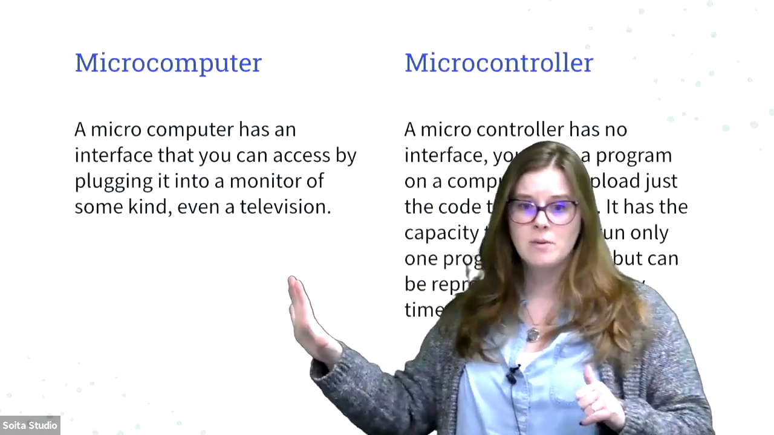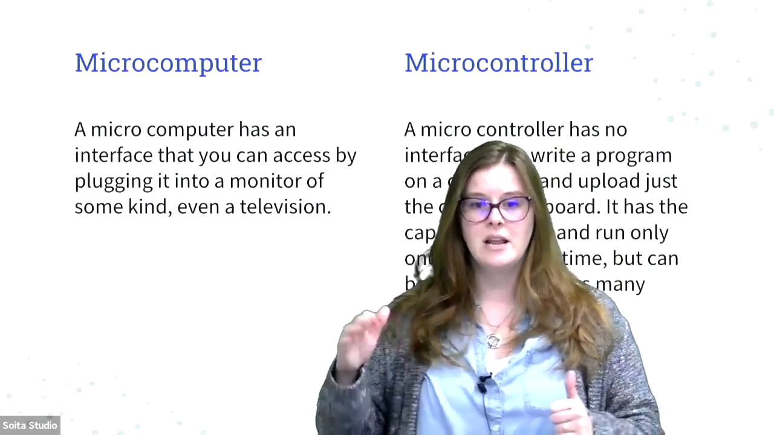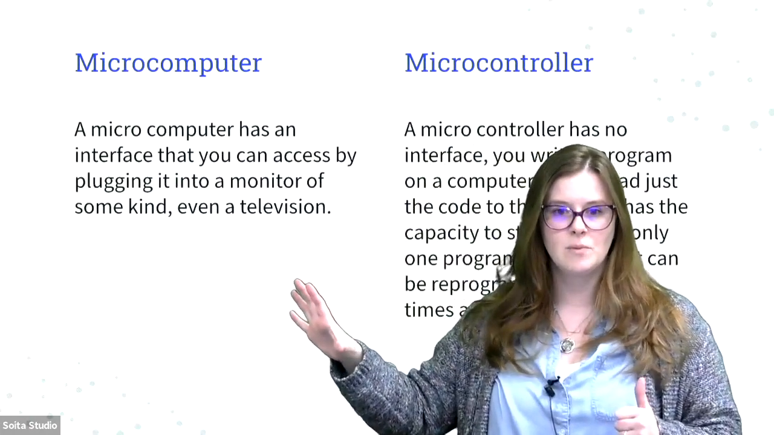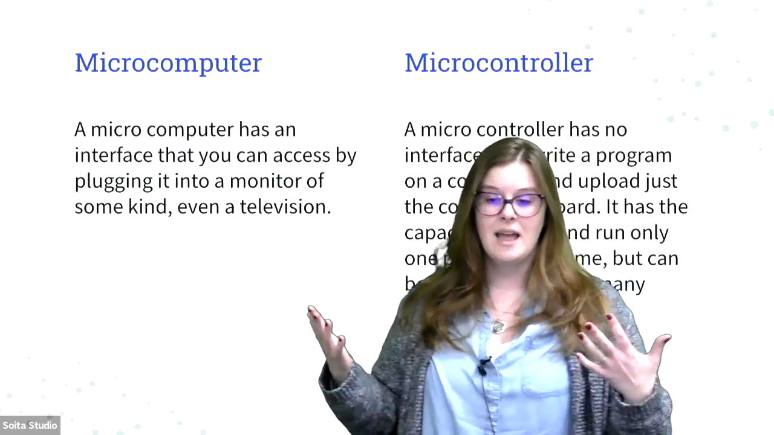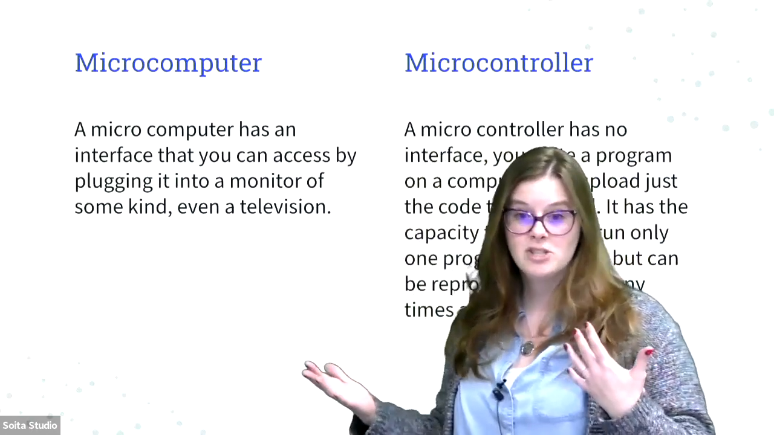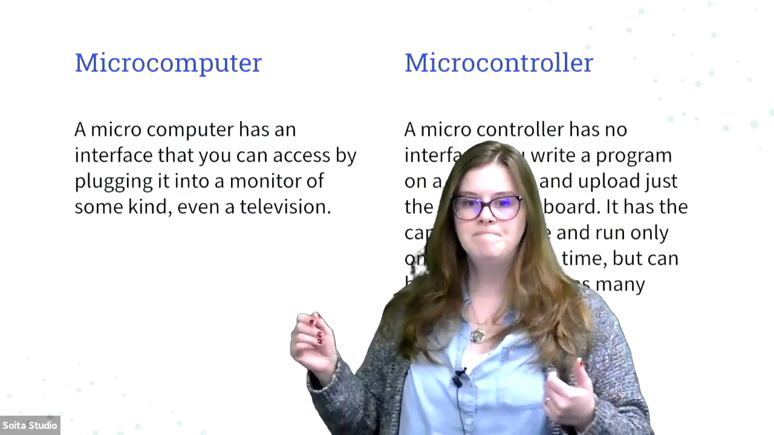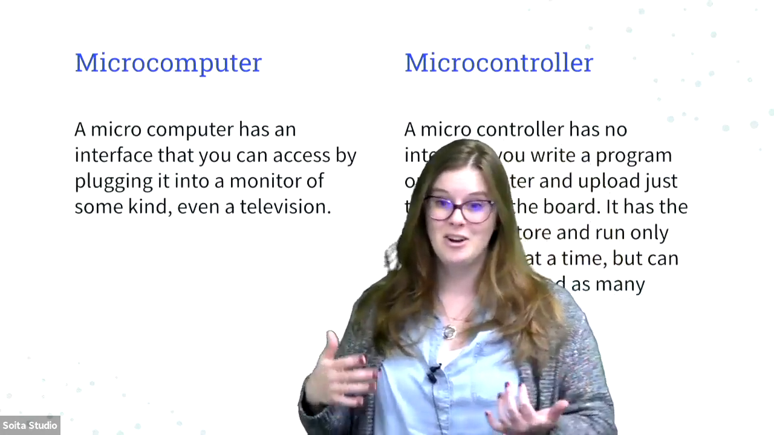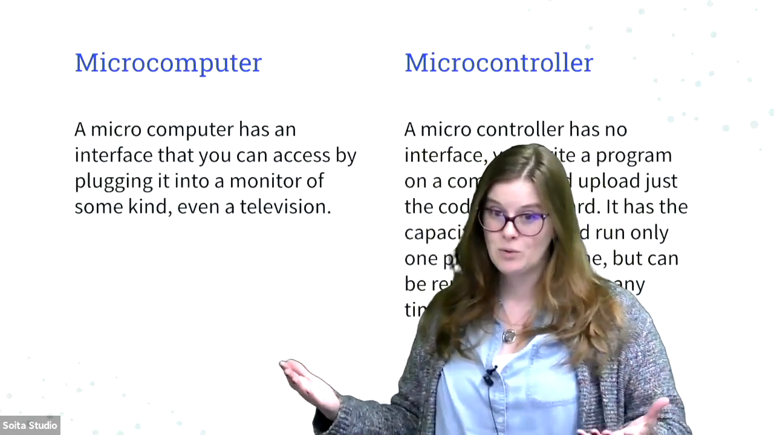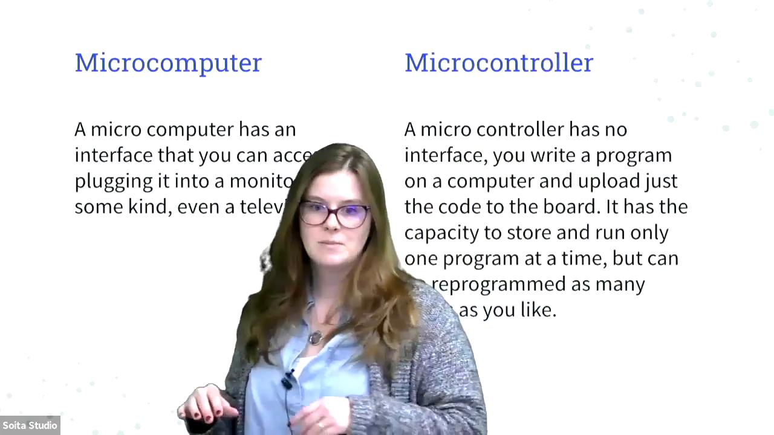You've got your microcomputers. The microcomputer has an interface you can access by plugging it into a monitor of some kind. You can even use a television. It doesn't have to be a computer monitor. Sometimes those television monitors are even more affordable. But it is a full-fledged little computer. You're going to be able to surf the internet, check your email, and do some other cool stuff too, especially in the case of the Raspberry Pi.